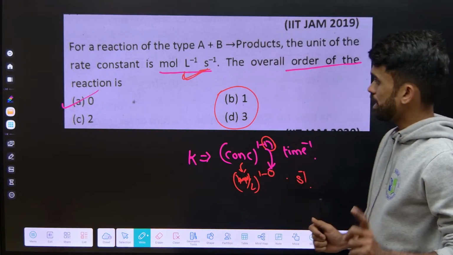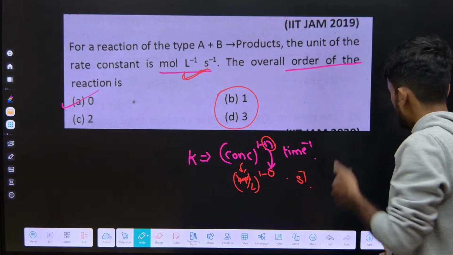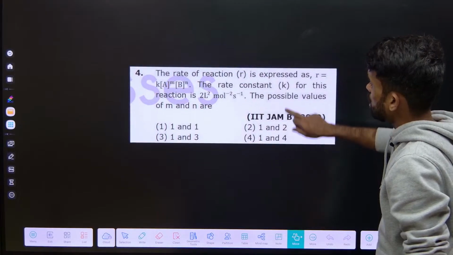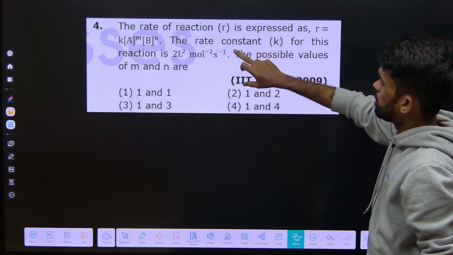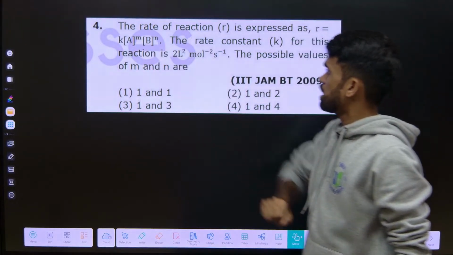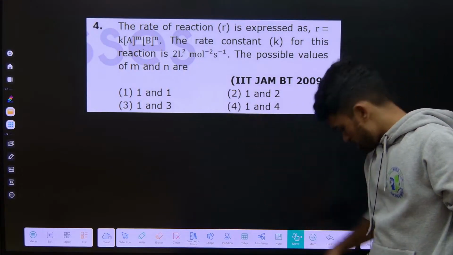Hope it is clear without any confusions, right? Let us move forward with a few more things. Look at this, understanding the values, like what is the order of these reactions by looking at the data. Just look at the data once.